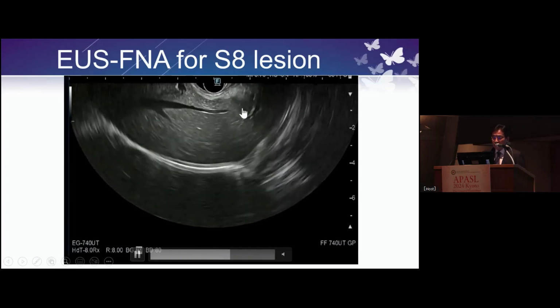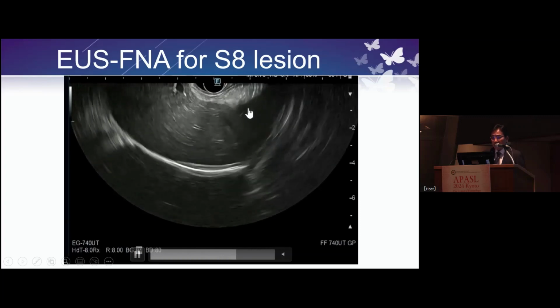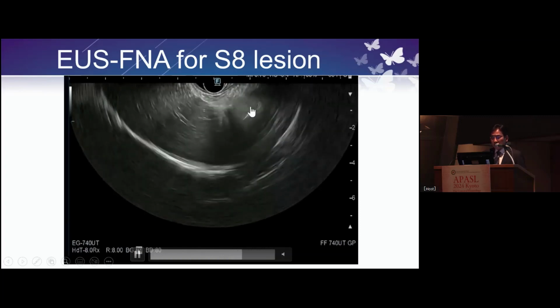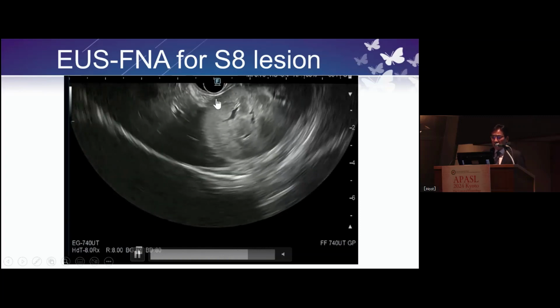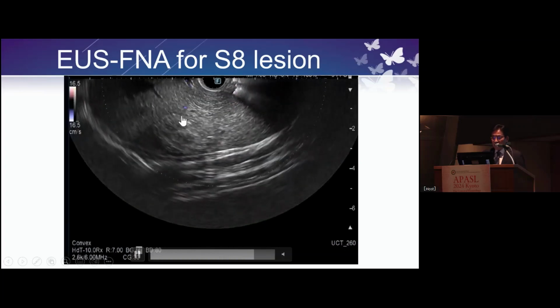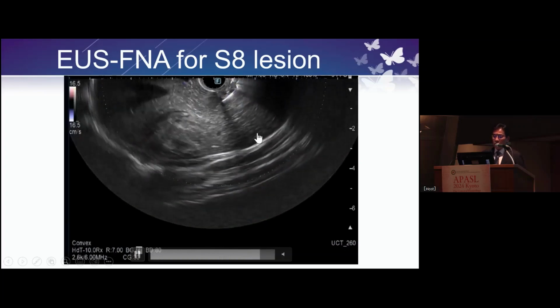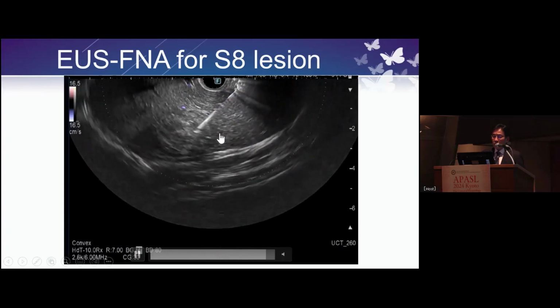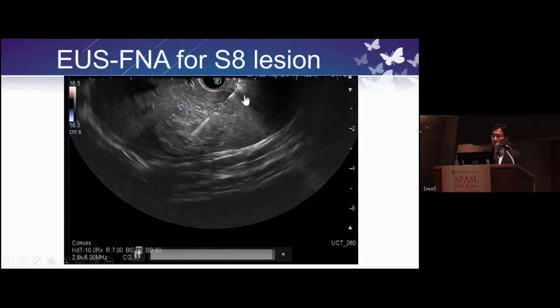This is the right hepatic vein. With more clockwise rotation, we can see the right kidney segment. From now, I puncture segment 8. Not so difficult. Very close from D1.